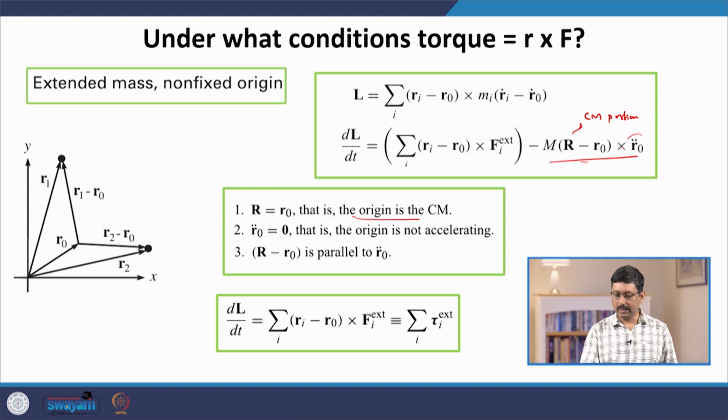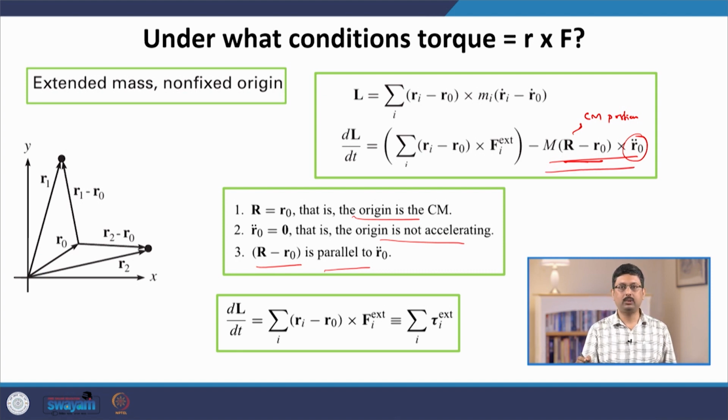Or if this acceleration is 0, then also this term is 0. The origin can be different from the center of mass, but it is moving with a constant velocity, not accelerating with respect to the fixed frame. Or the origin is different from the center of mass and is also accelerating, but for some reason this difference is parallel to the acceleration. So, this is a very special and strange condition. If one of these three conditions is satisfied, then this term can be 0.